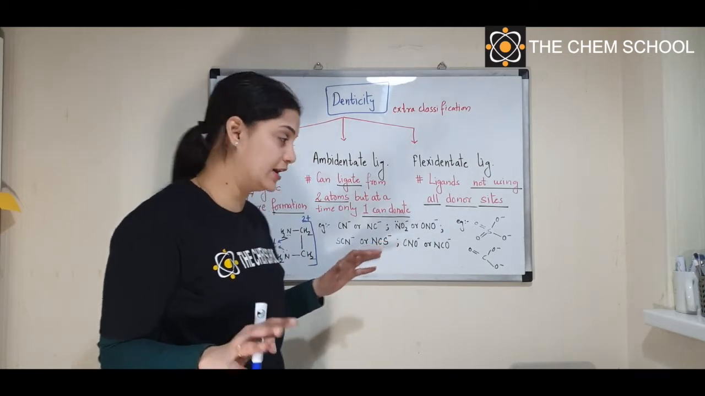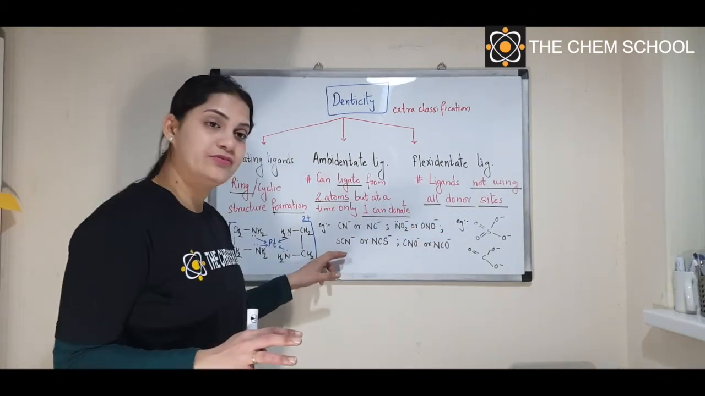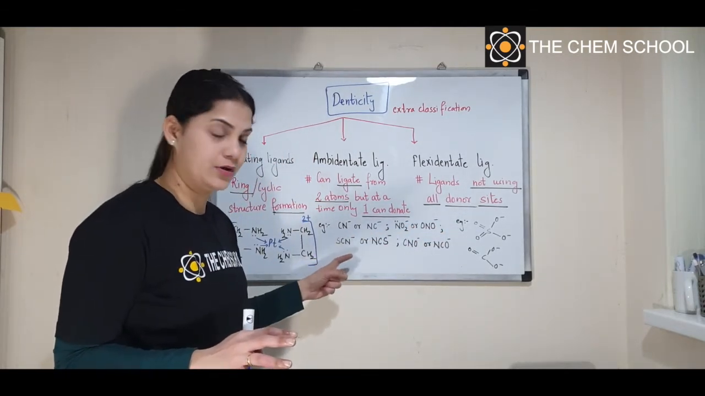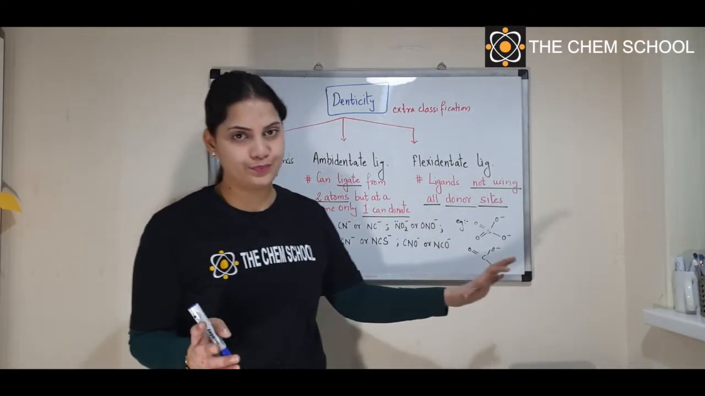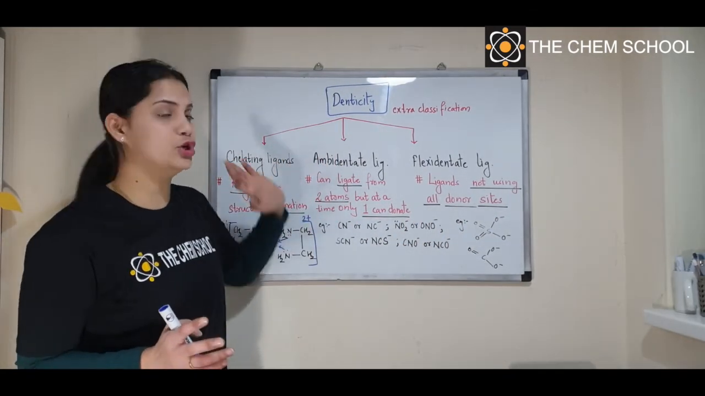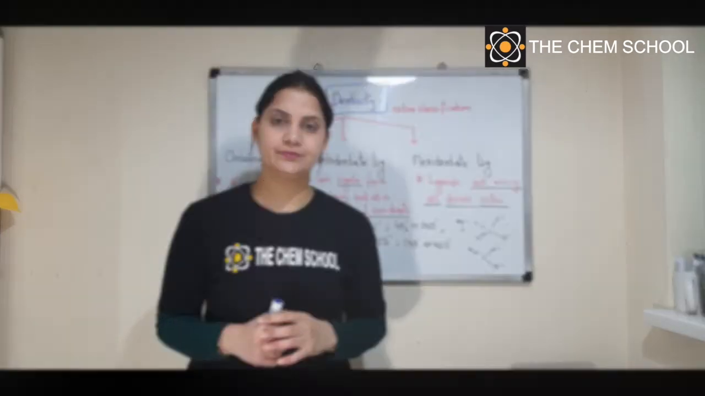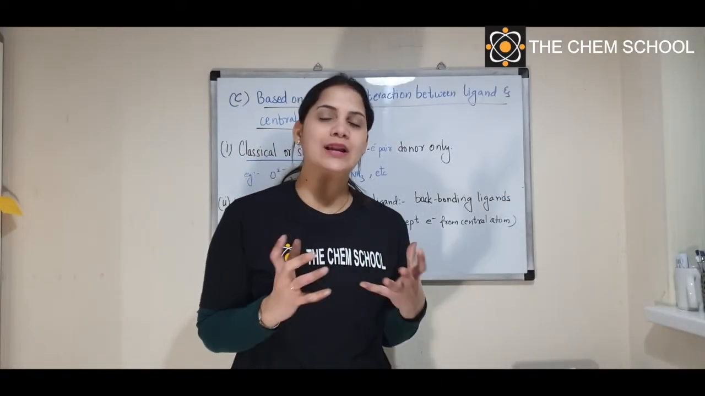I hope this is very clear. Here and here, what's the difference? Here the atom is getting changed, here the atom is not getting changed. I hope this is very clear to all of you. So this was the extra classification in denticity. Let's talk about the last type in detail.